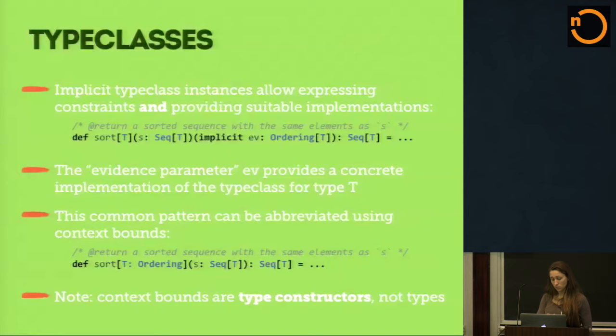A shorthand way of doing it is by using what's called a context bound, which is kind of confusing because it's got a name and it's something else, but really it does the same exact thing as what we write up here, this implicit evidence ordering thing. It just gets rewritten: if you write sort[T: Ordering], it gets rewritten to this implicit evidence thing by the compiler.